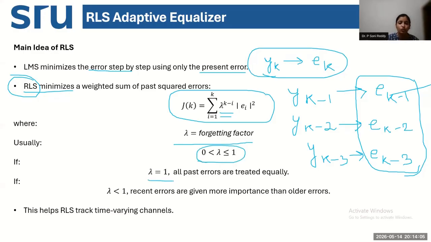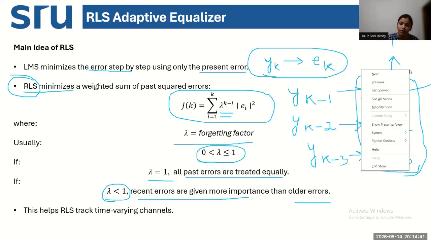When lambda is equal to 1, all the past errors are treated equally. Equally means all the values of EK minus 1, EK minus 2, EK minus 3 are equal to one fixed value. Suppose it is 1. That means EK minus 1 is 1, EK minus 2 is 1, EK minus 3 is 1. They are all the same and treated equally. But when the value of lambda is less than 1, the recent errors are given more importance compared to the older errors.